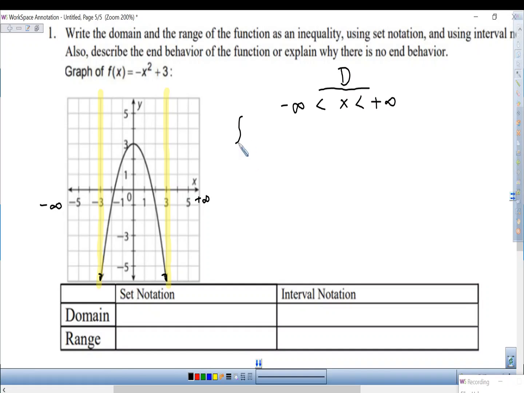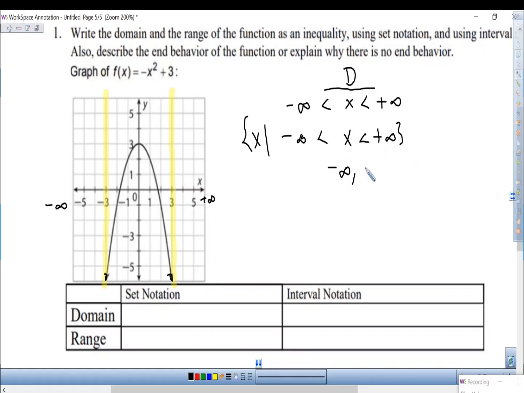All right, Starla, solution set of x such that negative infinity less than x less than positive infinity, close bracket. Yes. Interval notation, we only need the negative infinity, comma, positive infinity, and these are parentheses and parentheses. So this is our inequality, set notation, and interval. All right, next we're going now with range.